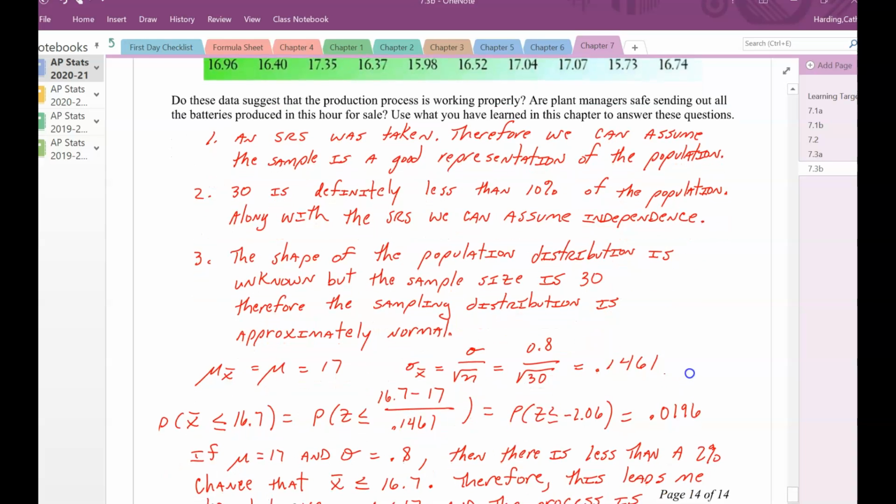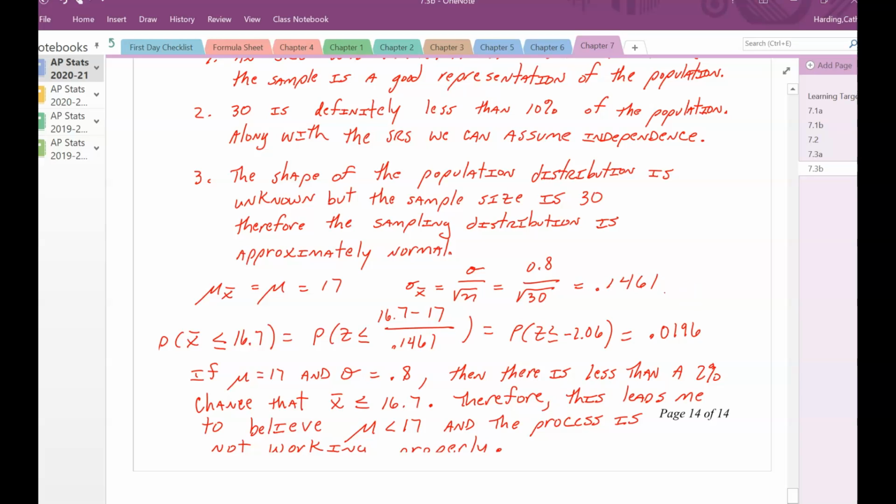So in our conclusion here, if the mean is truly 17 and the standard deviation is 0.8, then there is less than a 2% chance of getting a sample mean of 16.7 or less. Therefore, that leads us to believe that the true population mean is less than 17 and the process is not working correctly. Our calculations are based on the assumption that the true mean is 17, but we came up with a sample that was quite rare, which leads us to believe that our original assumption is actually incorrect and that the true population mean is less than 17.